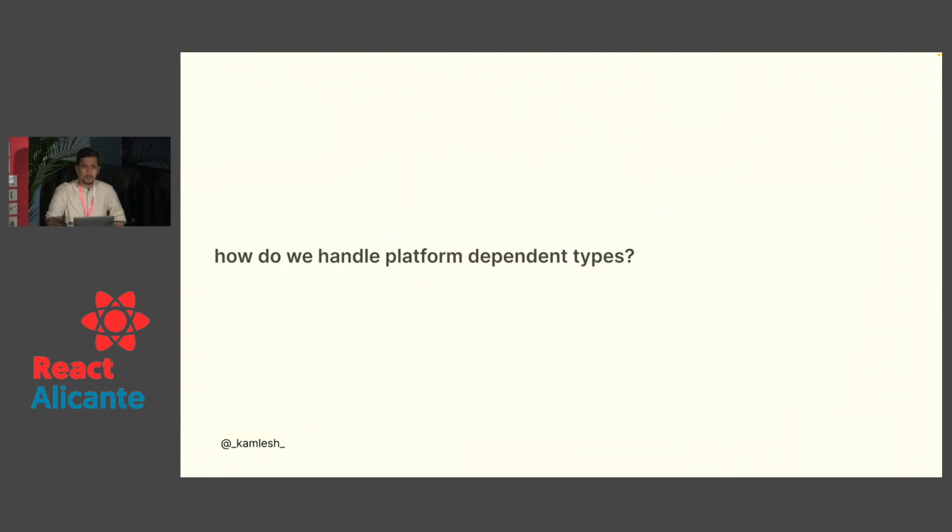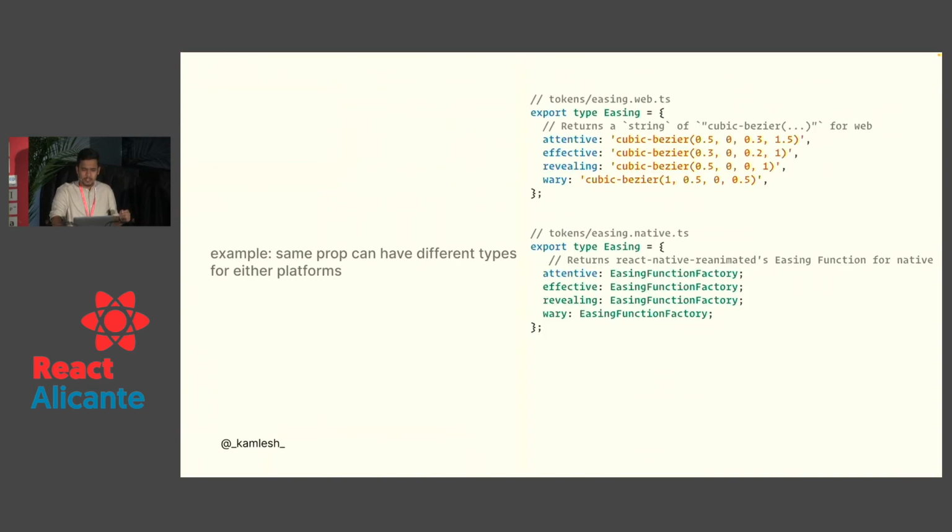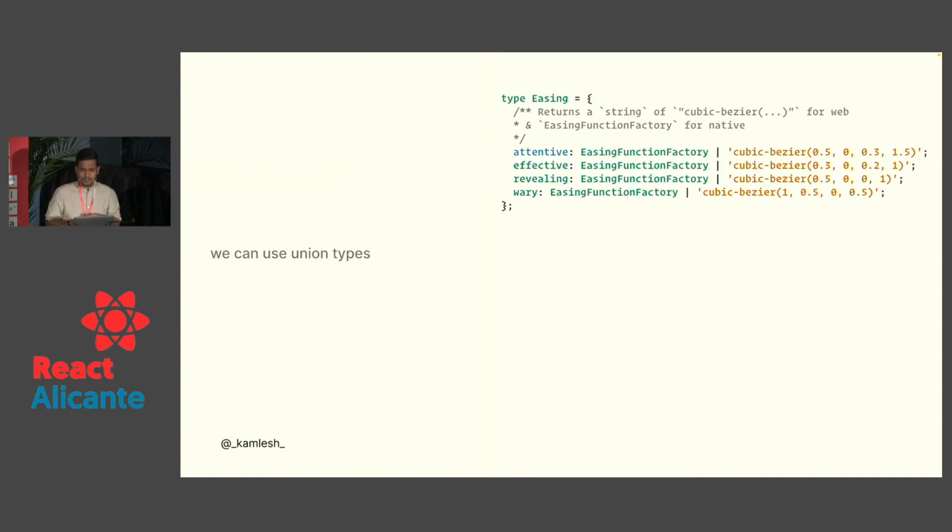The next thing is, how do we handle platform dependent types? We discussed platform dependent properties, but how do we handle platform dependent types? What do I mean? This is basically our motion tokens. Imagine that we have defined our animations. On web, you would use cubic Bezier. On React Native, we are using React Native Reanimated. Now, the type of the motion on web is a string, which is a cubic Bezier function. But on React Native, it's basically an easing function factory, it's of that type. So we can use union types over here, that it could be either this or that.